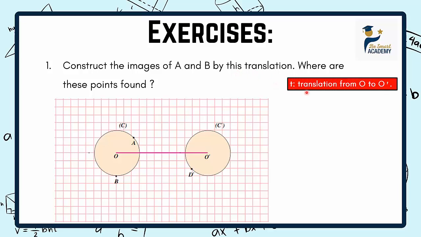Keep in mind that the translation T is from O to O prime. So we start at O and finish at O prime. Take this vector as it is, move it to A. A prime would start at the beginning and be on C prime as the end of this translation. Then take this vector down to B. B prime would start at B and end by the end of this vector, so B prime would be on the circle here.